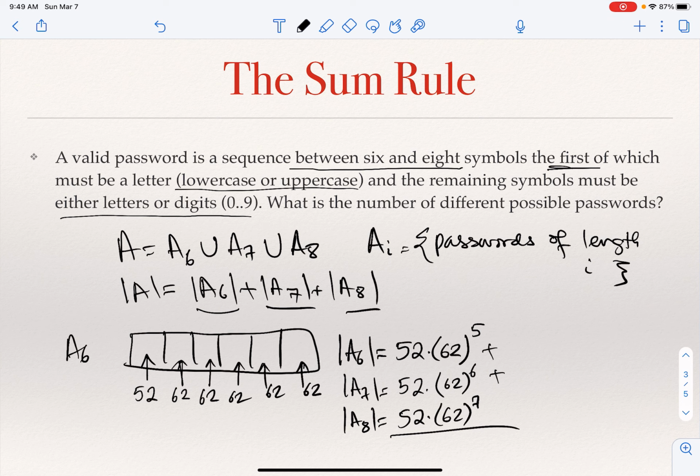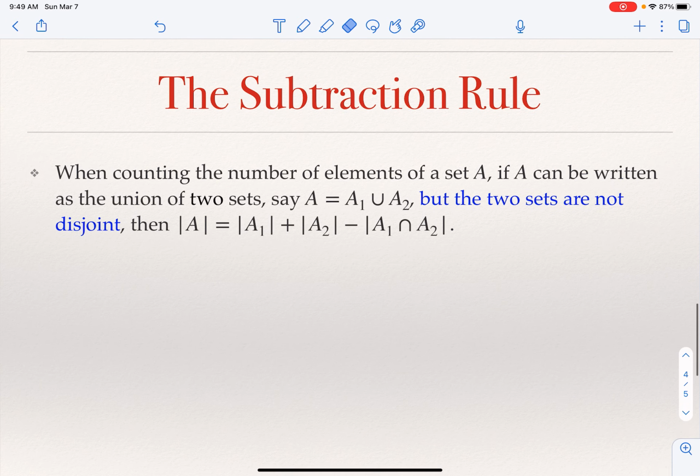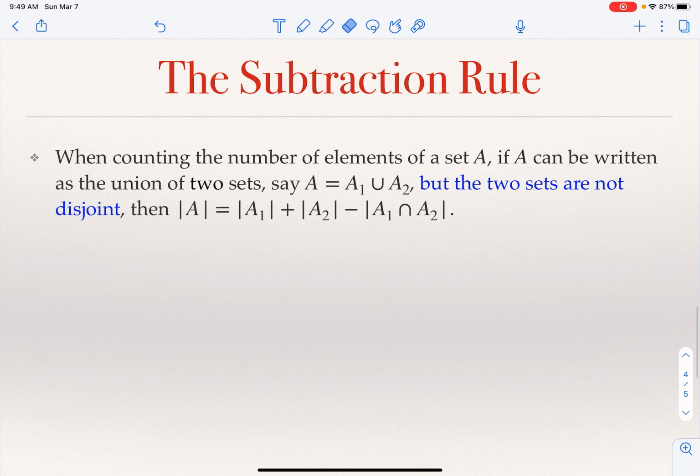Now, what happens if they are not disjoint? The subtraction rule talks about that, but now I will talk just about the case of two sets. So, the subtraction rule: imagine that you have a set A that is of this form here.